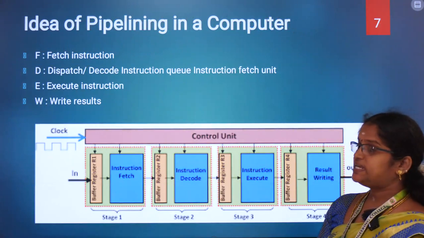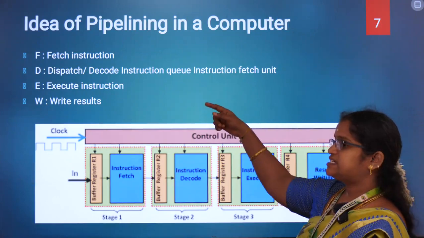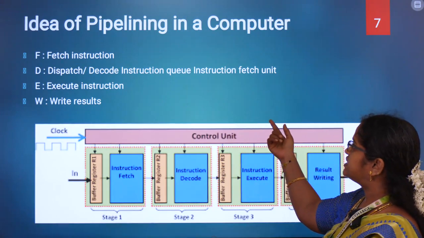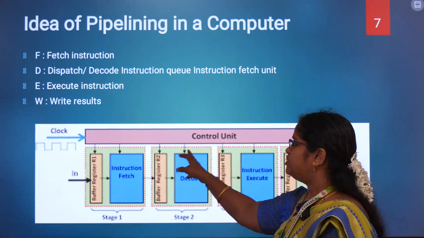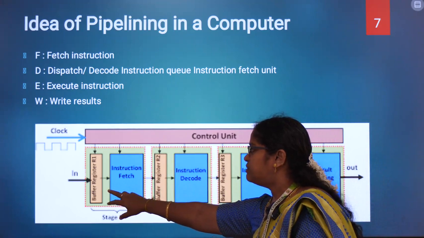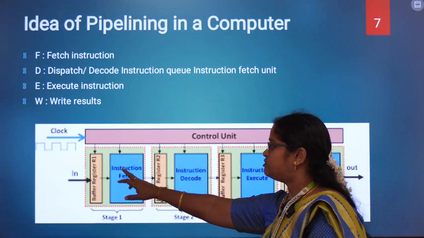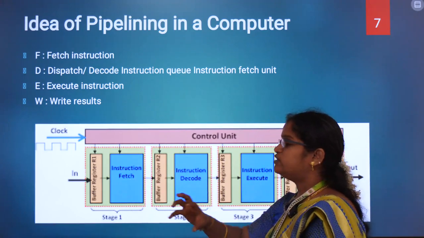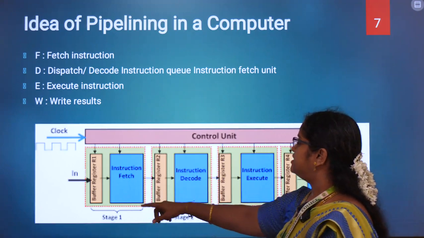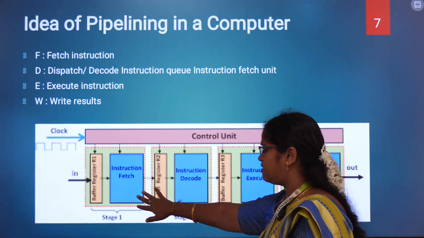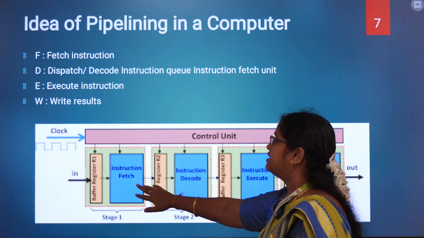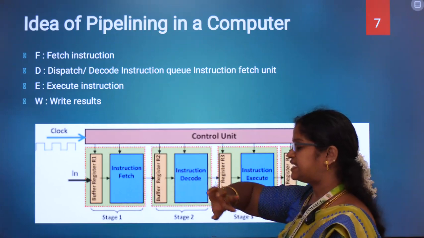Idea of pipelining in a computer: fetch instruction, dispatch, decode instruction, execute instruction, write results. The control unit first fetches the instructions into the buffer register. After that it is sent to the fetch unit. The fetch unit fetches the first instruction and then sends it to the buffer register. Now the fetch stage is free, so it will be ready to fetch the second instruction.